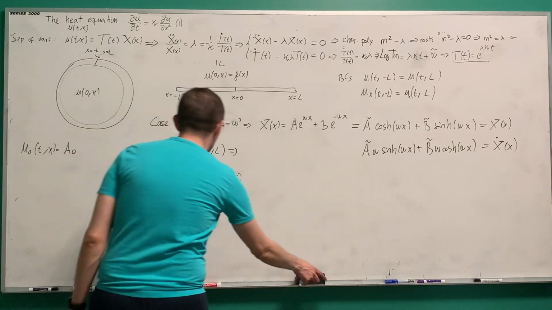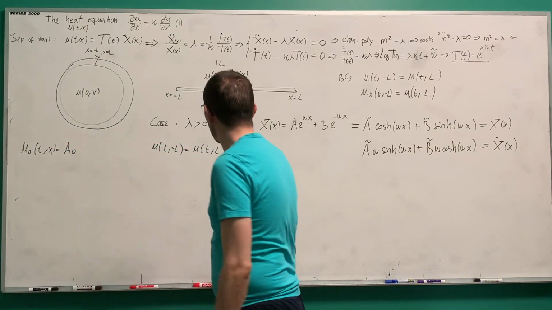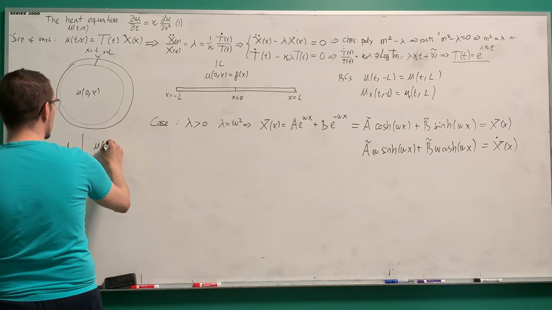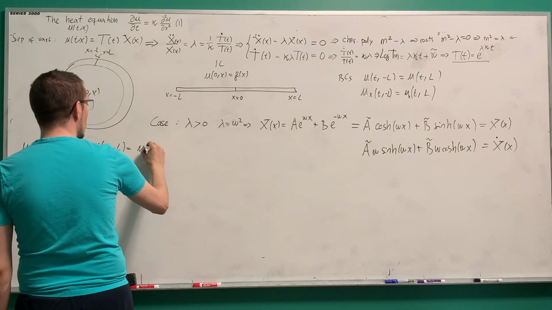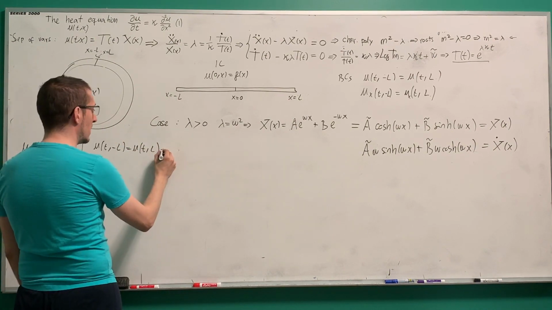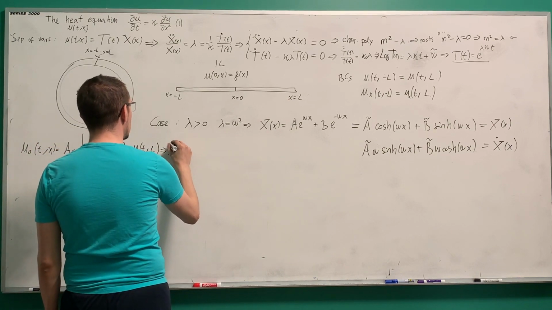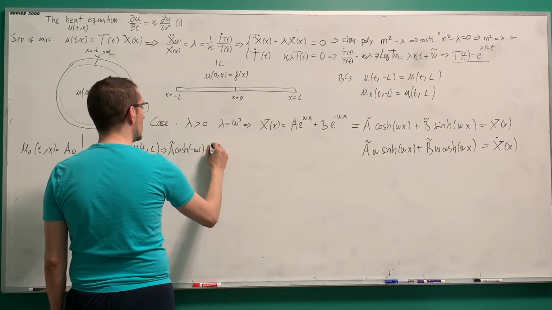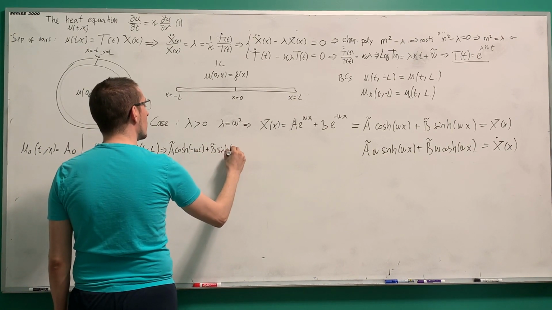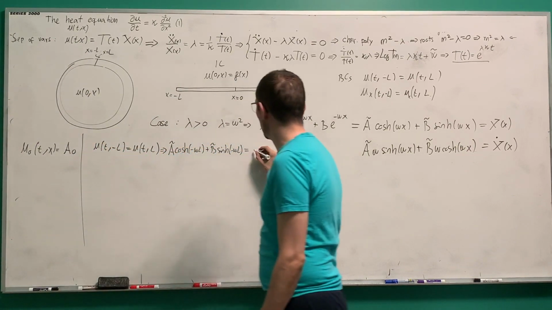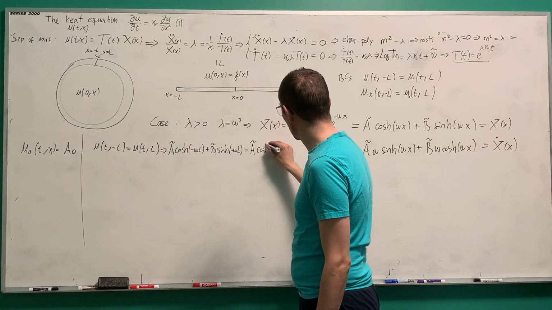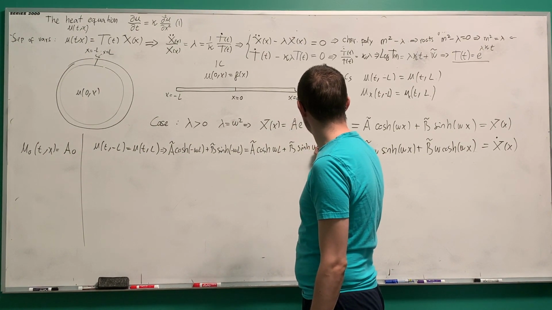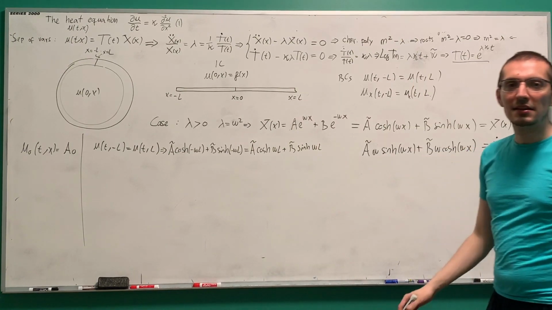Wonderful. So let's impose the first boundary condition. The first boundary condition tells me that u of t, minus L is equal to u of t, L. So this implies that a tilde cosh of minus omega L plus b tilde sinh of minus omega L has to be equal to a tilde cosh omega L plus b tilde sinh omega L. Now what we use is the parity of the two functions.